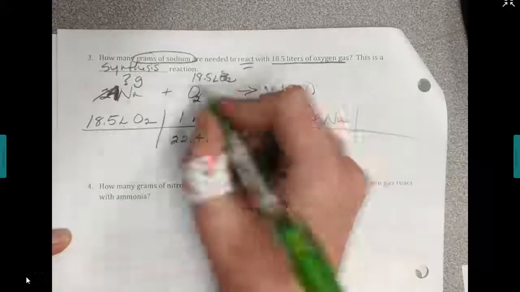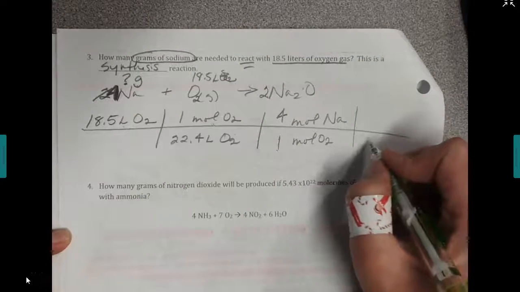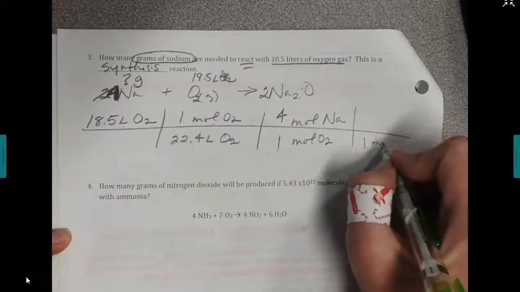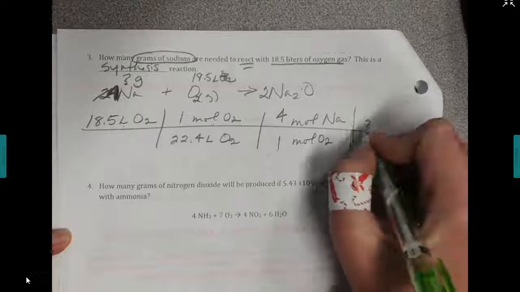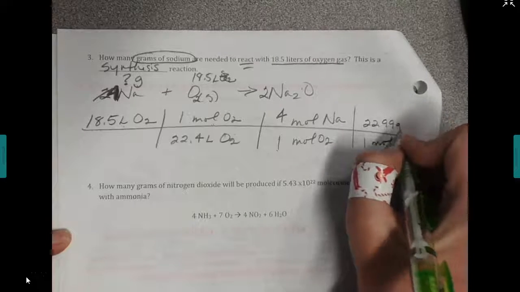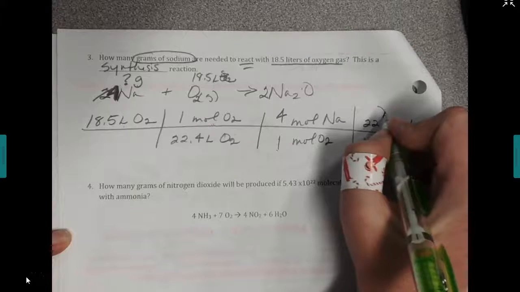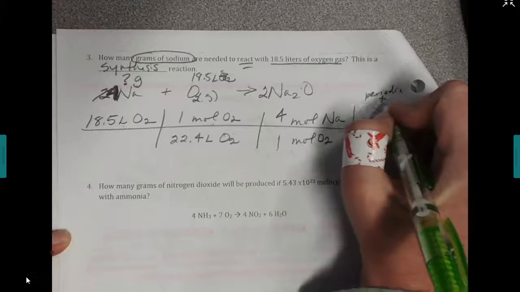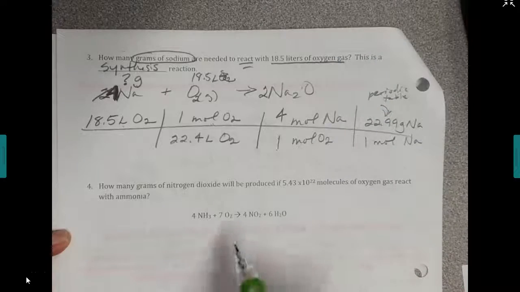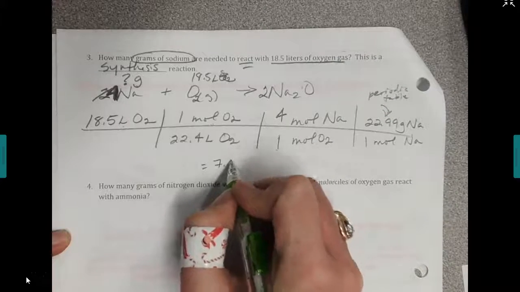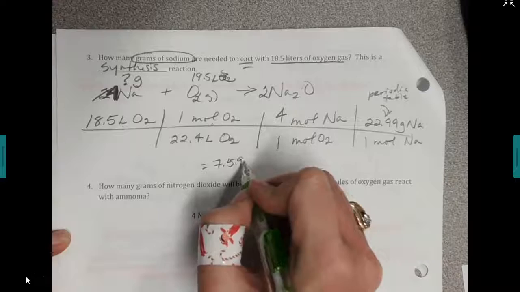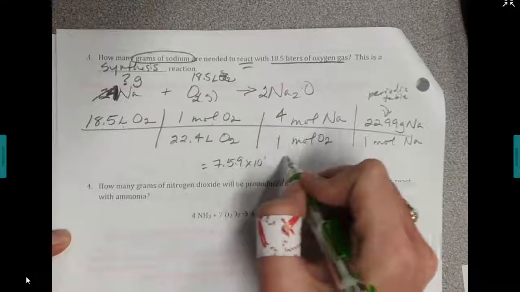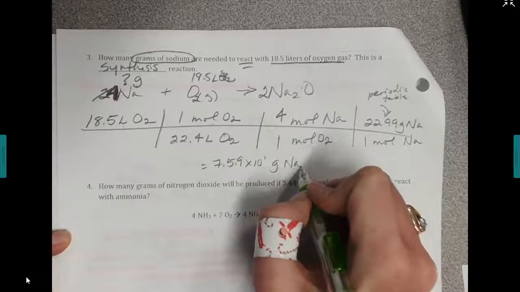Lastly, we need to get to our unknown. Our unknown is in grams. So the words on the top are the words on the bottom. So 1 mole of sodium is 22.99 grams of sodium. I got this number from the periodic table. All right, we multiply across the top and divide by the bottom, and you get 7.59 times 10 to the first grams of sodium.